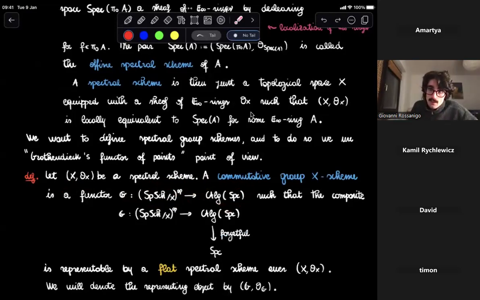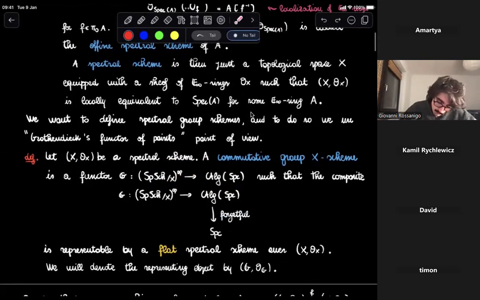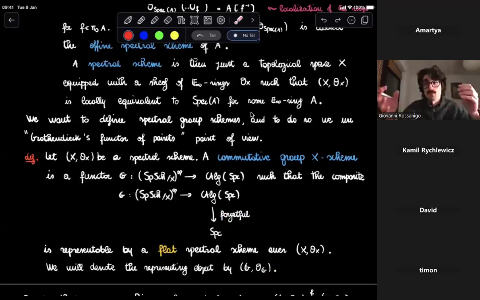We will require this functor to be such that the composition with the forgetful functor to spaces is representable. And we will represent it by a spectral scheme G. In general, this is not sufficient to give a commutative group scheme, in the sense that the theory that this produces is not the best theory imaginable.